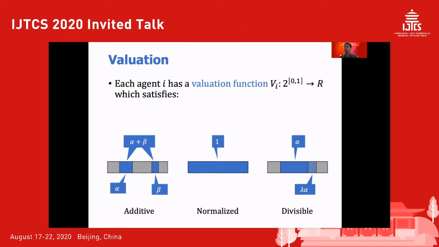And finally, we assume that this function is divisible. That means for every piece that is valued at alpha by some agent, and for any lambda between 0 and 1, we can always find a smaller piece that is valued exactly lambda times alpha by this agent. So these are all the assumptions that we have for this valuation function. In other words, you can also intuitively think of this valuation function as a probability density function.